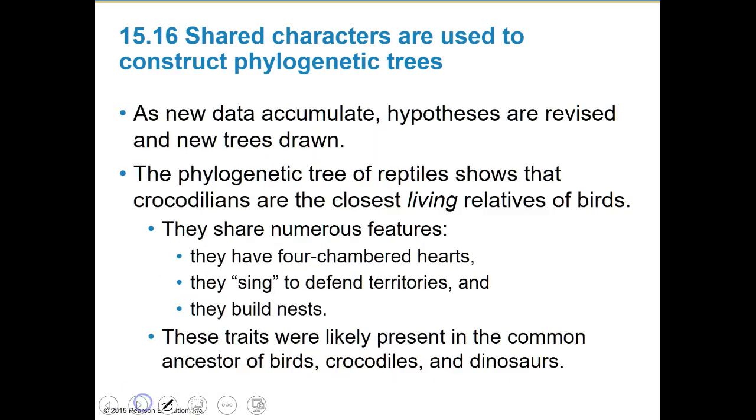All right, it's just our best guess. As new data accumulate, hypotheses are revised and new trees are drawn. Phylogenetic trees of reptiles show crocodilians are the closest living relatives to birds because they all have four-chambered hearts, so that's morphological. They sing to defend their territories, believe it or not, and they do build some nesting sites. So these traits were likely present in the common ancestor of birds, crocodiles, and dinosaurs.